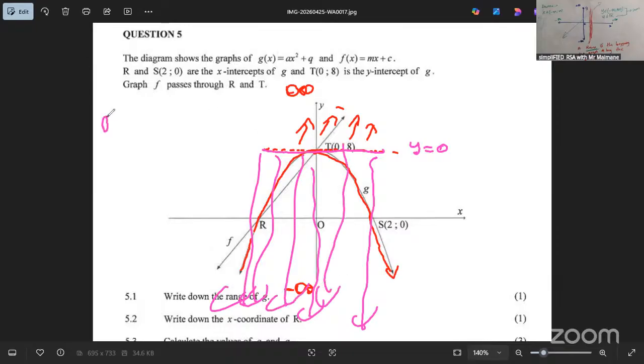So therefore my range will be y is an element of, and then look at how I do it. There's a difference between the open bracket, the curvy bracket and the strong bracket. I don't even know how to call it, the strong bracket, but this one. Because this one I'm saying I'm including the 8. So it starts from 8 and then it goes down to negative infinity.